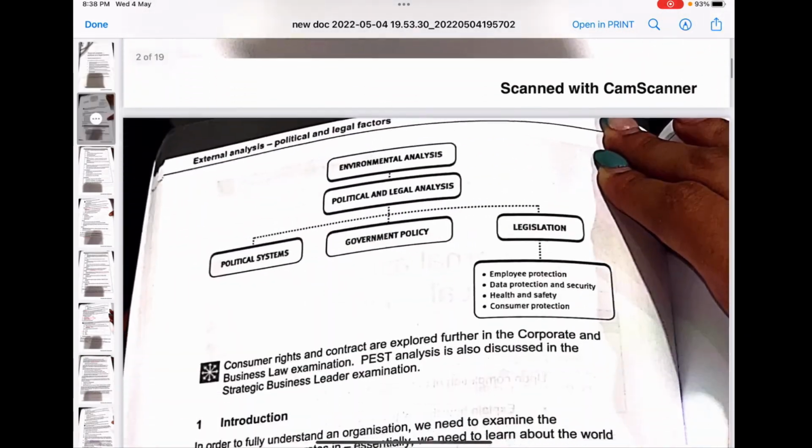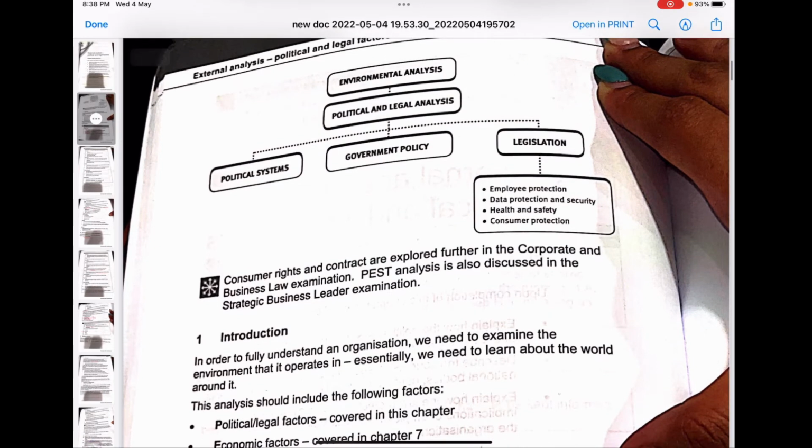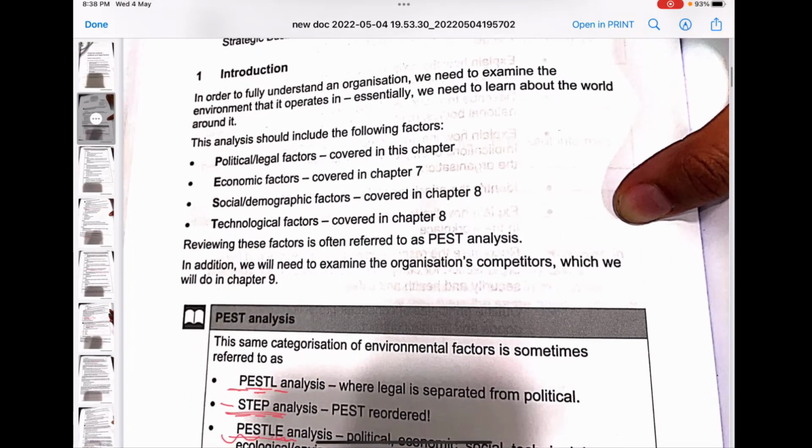So there are various factors which affect an organization. In this chapter, we'll be seeing the political and the legal aspect of it. Introduction. In order to fully understand an organization, we need to examine the environment that it operates in. Essentially, we need to learn about the world around it.